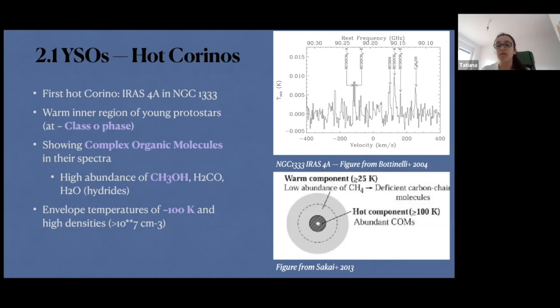And what was found by Bottinelli in 2004 is that this low mass protostar exhibits a rich spectrum in complex organic molecules. And many hot corinos have been discovered since then. The way we define them is that they're basically the warm inner envelope of low mass protostars. So they have high abundance of methanol, H2CO, H2O, and other hydrides. And they're generally warm, at about 100 Kelvin.